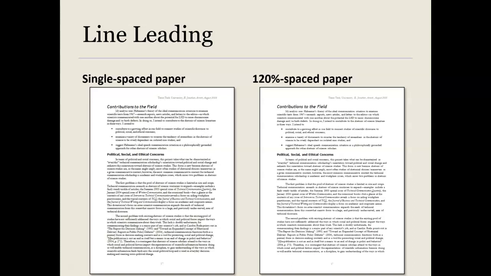The thing that's happening here is that the leading can make a big difference in what your paper looks like, and make a difference in how easy it is to read. So on the left-hand side, I've got you a single-space paper, and on the right-hand side, I've got 120%. What I've done is I've taken the font size, multiplied by 120%, and used that to set the amount of leading. Which of these looks more professional? Which looks easier to read?